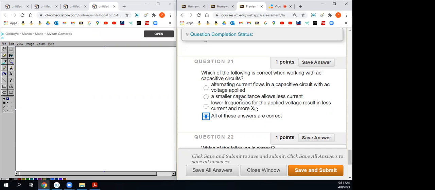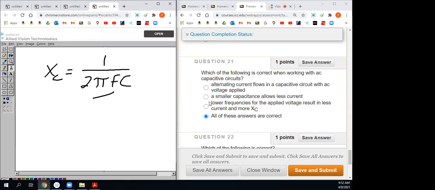Lower frequencies for the applied voltage result in less current and more capacitive reactance. Well, the key words for that one for me are lower frequencies. So this goes down. They're inversely proportional. So that means this must go up. More X sub C. So that one's true too. So all of those answers are correct.